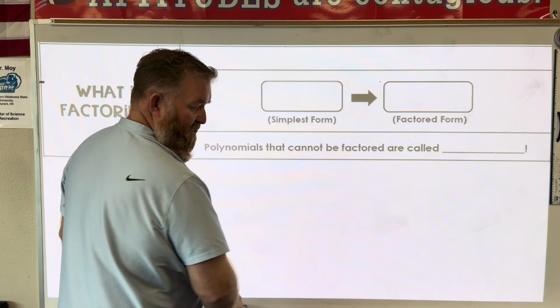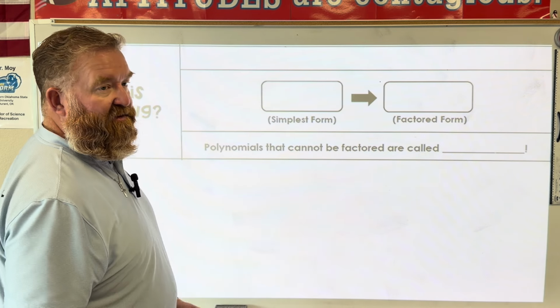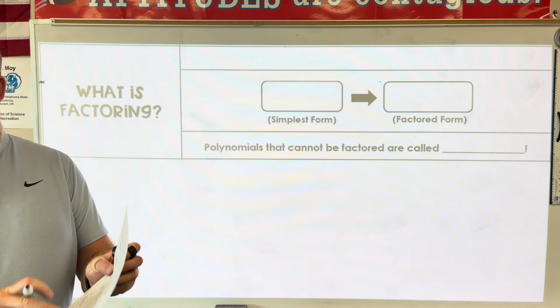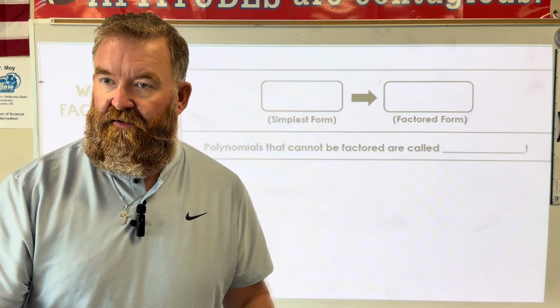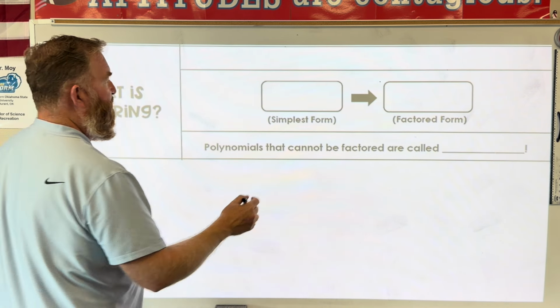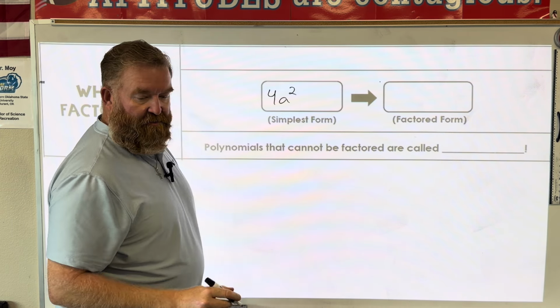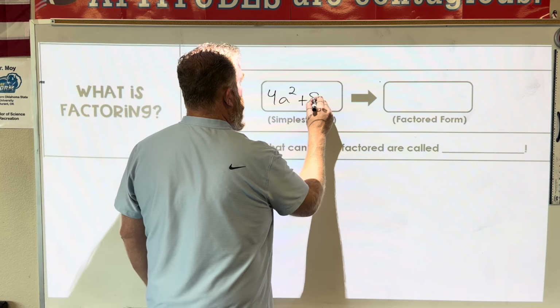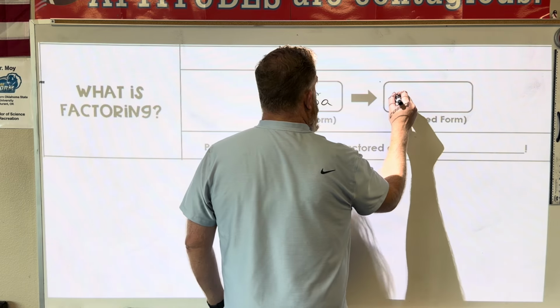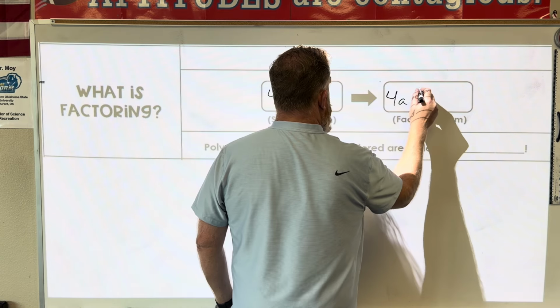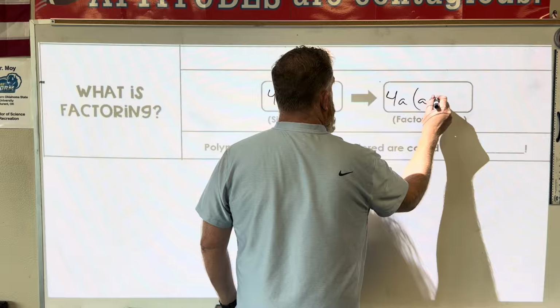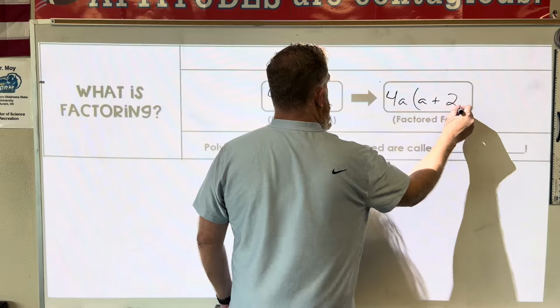Now, let me write the example that they put on the notes, because everything is filled out on your canvas, okay? So I want to make sure that we follow along exactly with what they have. They have 4a squared. We're going to go from 4a squared plus 8a to this right here: 4a, then parentheses, a plus 2.